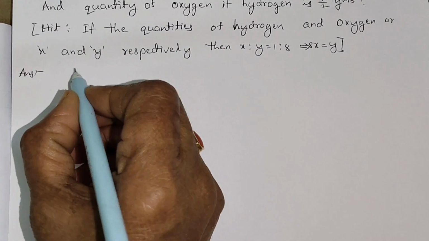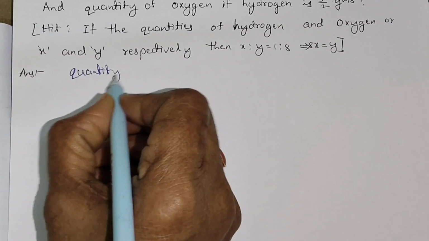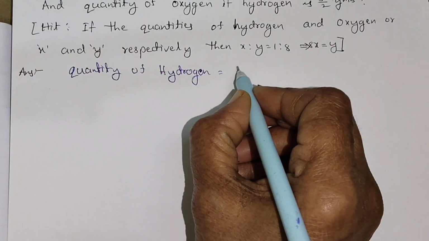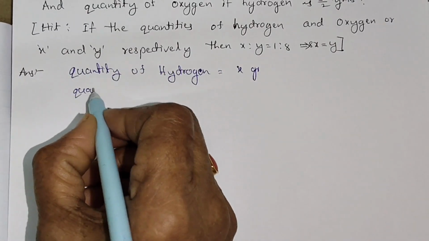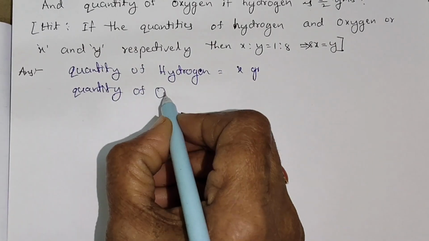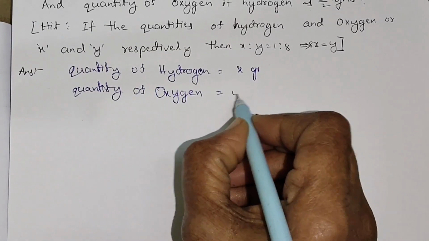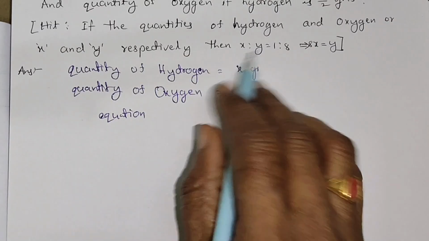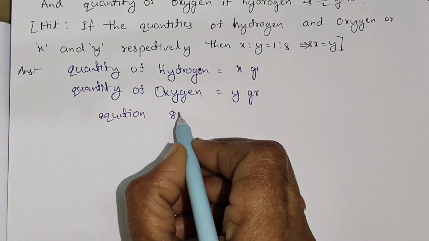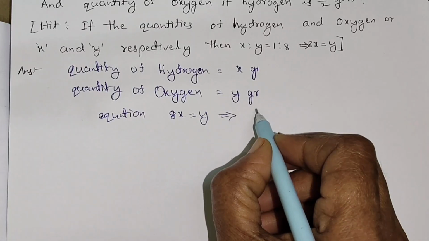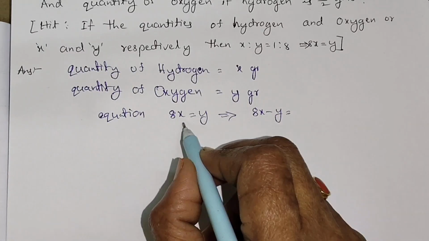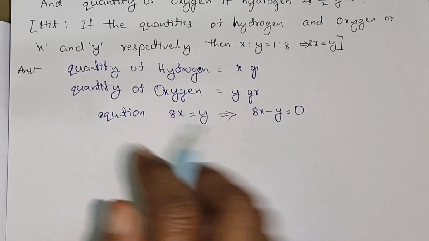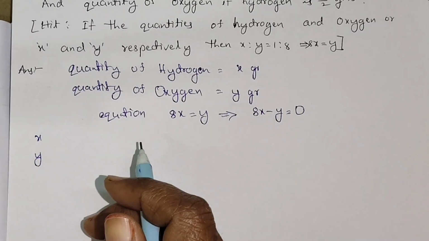Here we write the quantity of hydrogen is equal to x grams, and the quantity of oxygen is equal to y grams. Now we write the equation 8x equal to y. That implies 8x minus y equal to 0, carrying y to the left hand side. This is the equation. Now we write the points x and y.